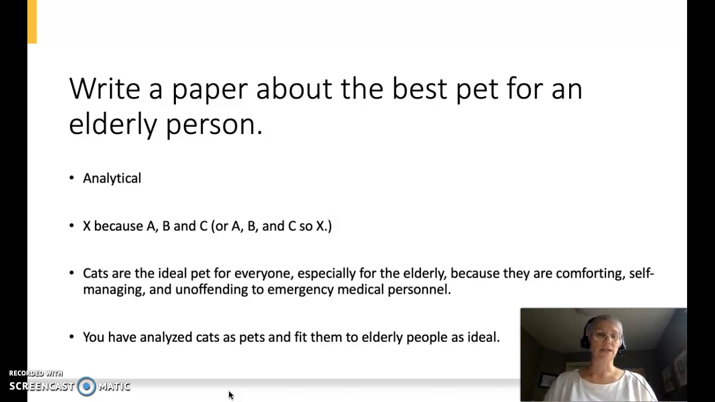In the example on the screen, cats are the ideal pet for everyone, especially for the elderly, because they are comforting, self-managing, and unoffending to emergency medical personnel. In this particular thesis statement, X is cats are the ideal pet for everyone, but especially for the elderly. So they are showing or demonstrating that their main point is that cats are the answer to it all. Why are they the answer to it all? Because they're comforting, self-managing, and unoffending. So ultimately, you've analyzed cats as pets and fit them to the elderly people as an ideal.